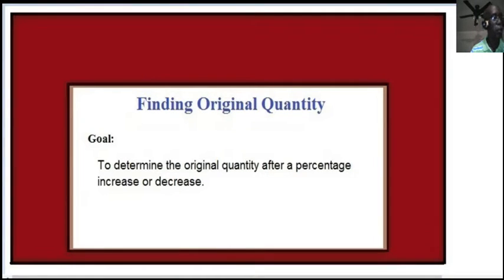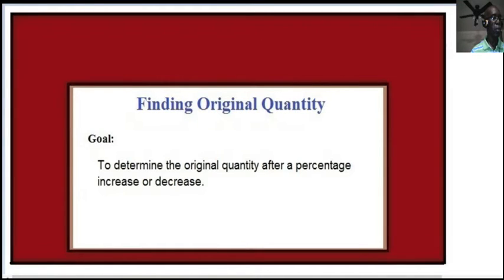The goal of this lesson is to determine the original quantity after a percentage increase or decrease. You've probably bought an item on sale and wondered what the original price was. Or you may have gone shopping and saw that something was a certain percent off, and tried to figure out what price you would have to pay before the discount was taken off the item.